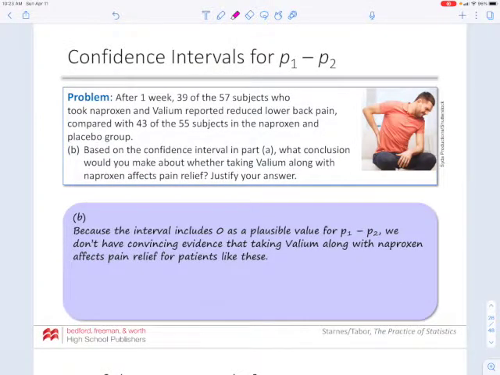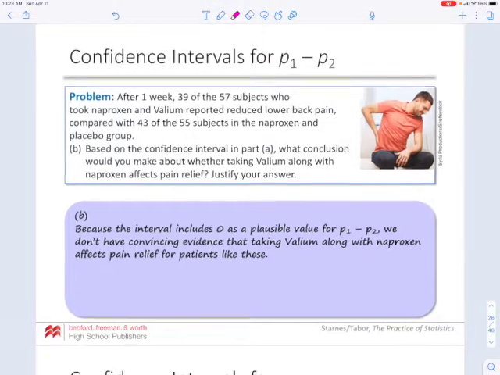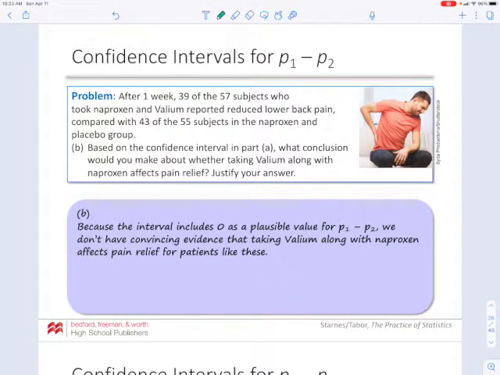So based on our interval, what conclusion can we make about whether taking Valium along with naproxen affects pain relief? Well, because the interval includes 0 as a plausible value, we do not have convincing evidence that taking Valium along with naproxen affects pain relief for patients like these. Remember, we're saying that they are possibly equal, which means their difference equals 0. These are two ways of saying the same thing.